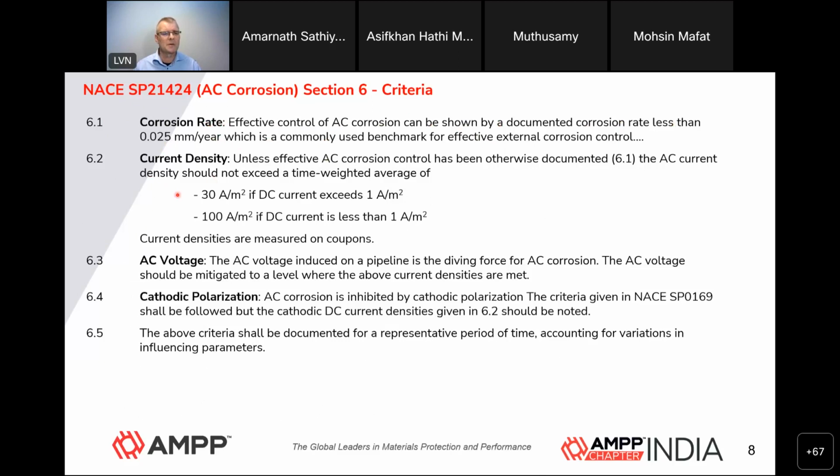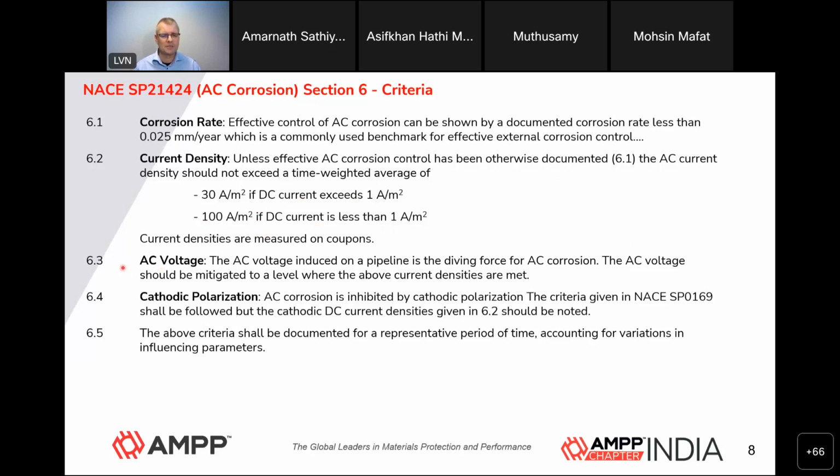Then there is criteria based on current densities, saying unless effective AC corrosion control has been otherwise documented by the corrosion rate, the AC current density should not exceed a time-weighted average of 30 amps per square meter if the DC current density is higher than 1 amp per square meter, and DC current is the cathodic protection current density, and 100 amps per square meter if the DC current density is less than 1 amp per square meter. And these current densities are measured on coupons.